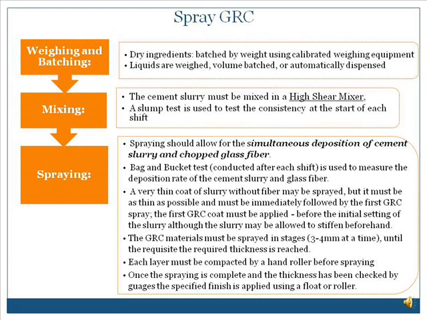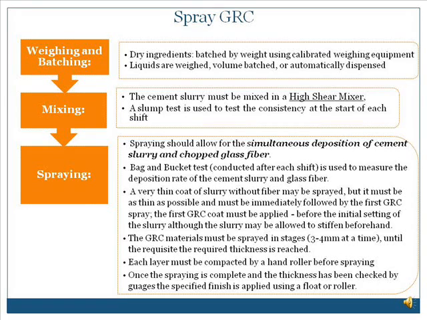Next comes the spraying, which is the most integral part of the manufacturing process, and this is done by simultaneous deposition of cement slurry and chopped glass fiber. Different tests need to be done to ensure that the glass fiber is being correctly mixed with the cement slurry. Then a very thin coat of slurry without fiber may be sprayed. Later the GRC is sprayed into a coat.